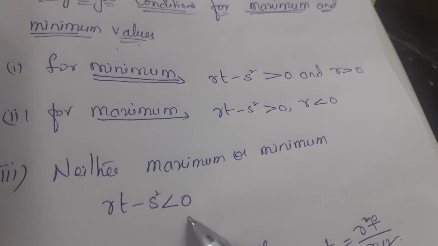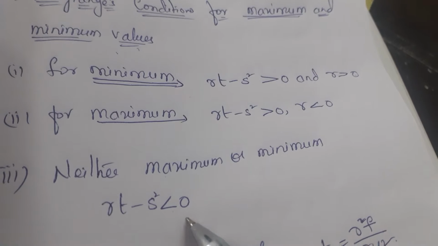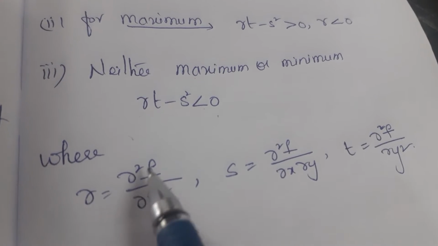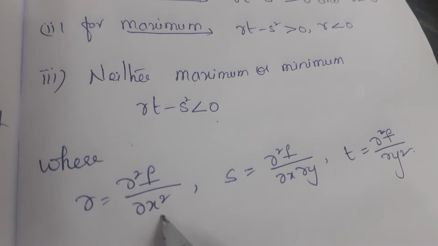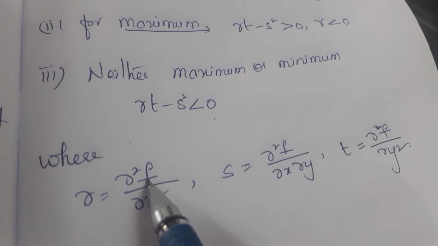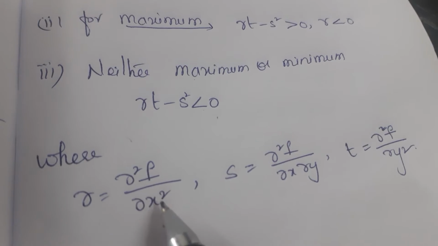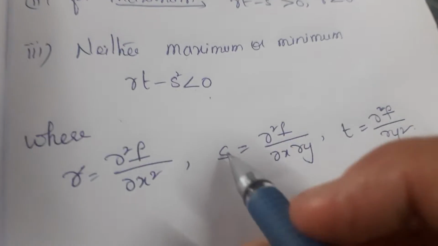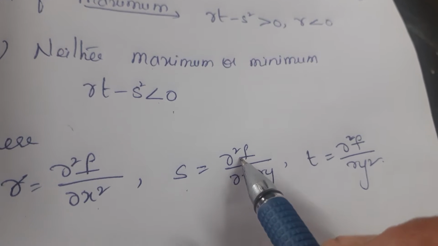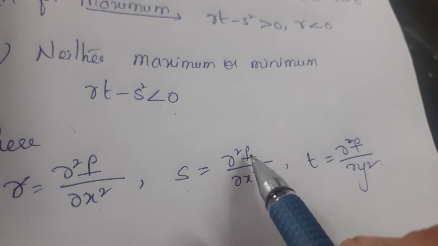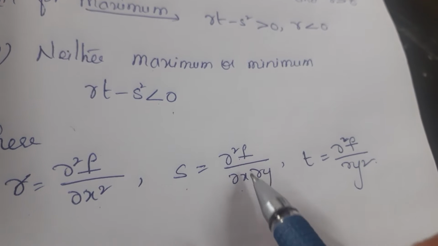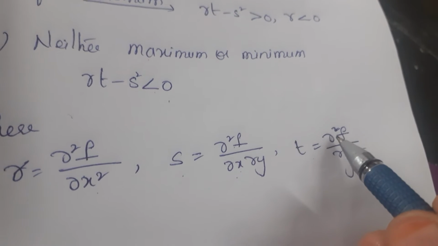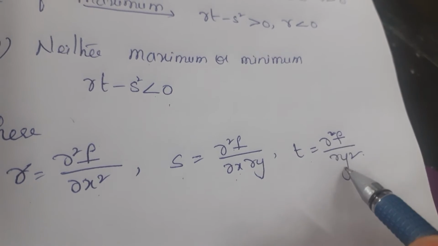Now I am going to tell you what R, S and T are. R is nothing but dou square f by dou x square. That is, our function f is differentiated partially with respect to x two times. Now S is dou square f by dou x dou y. Our function f is differentiated with respect to x and with respect to y. Now T is f differentiated with respect to y two times.